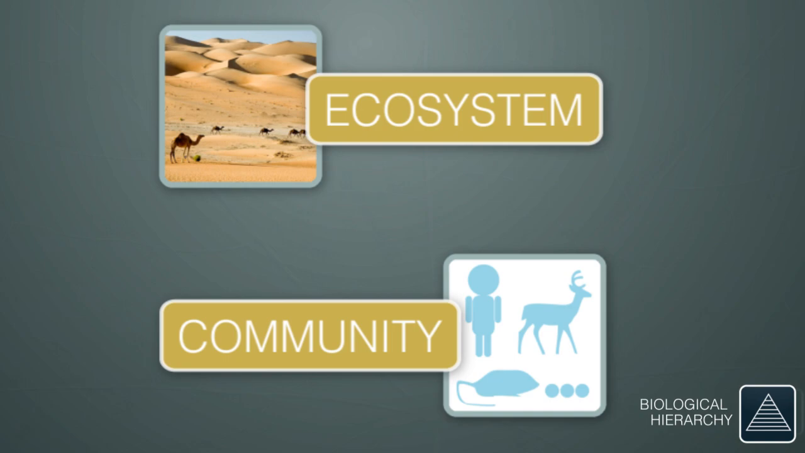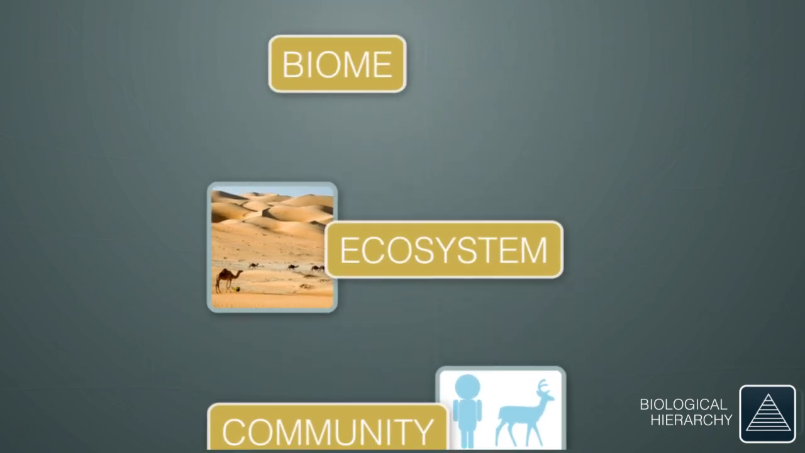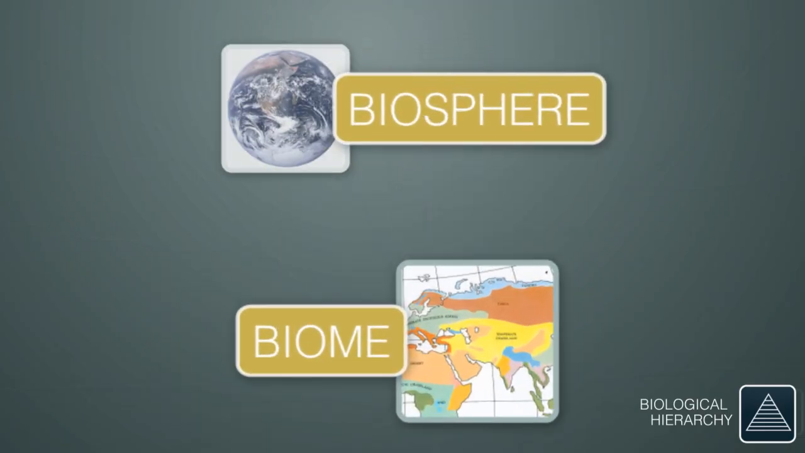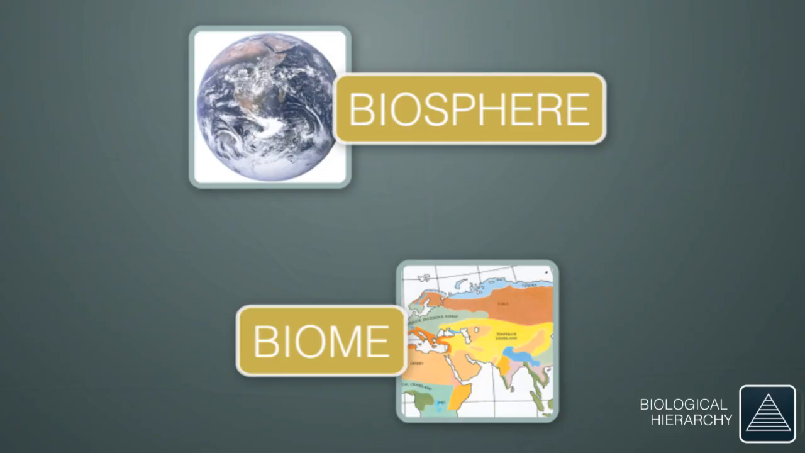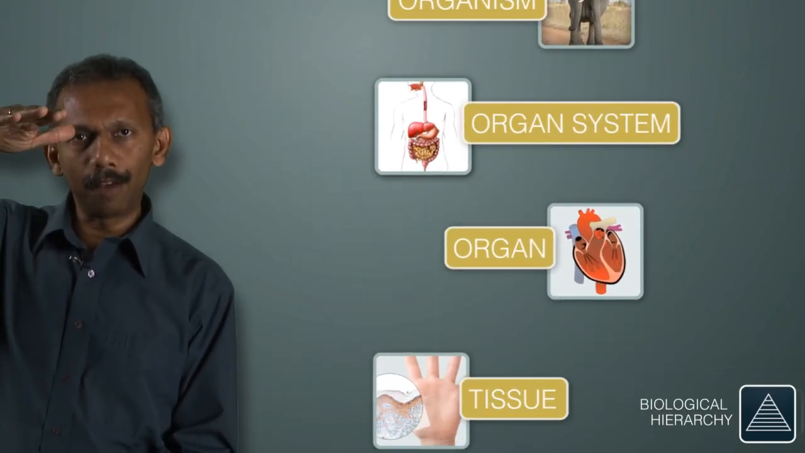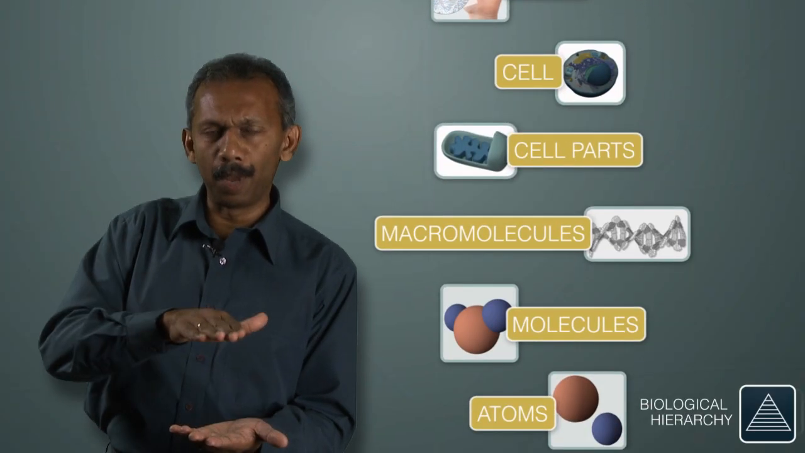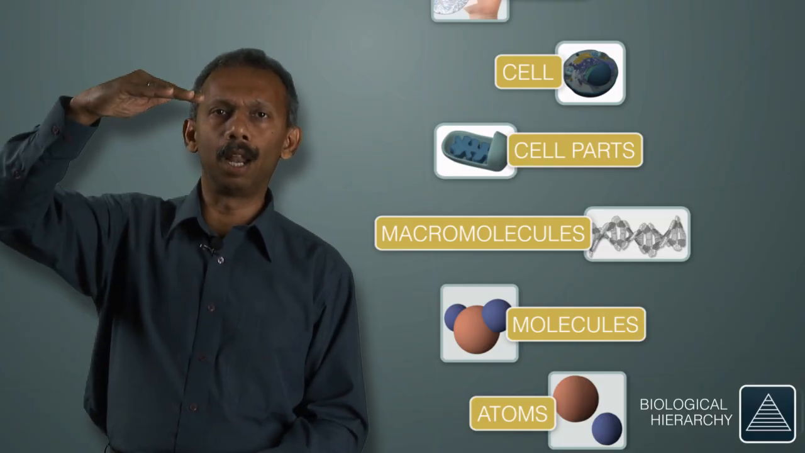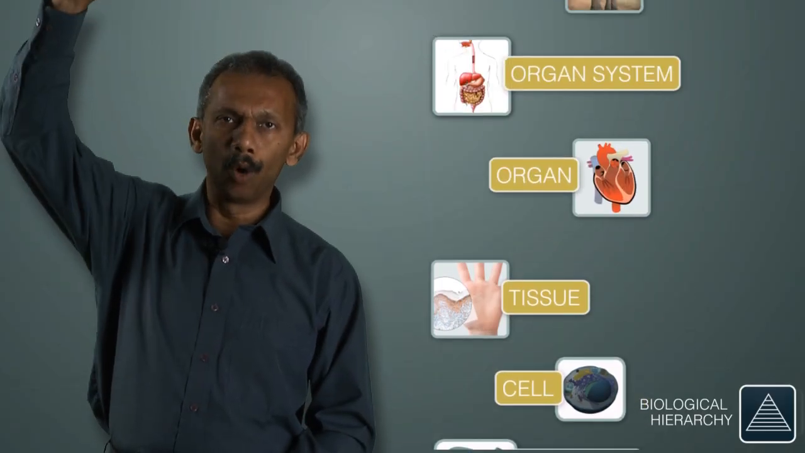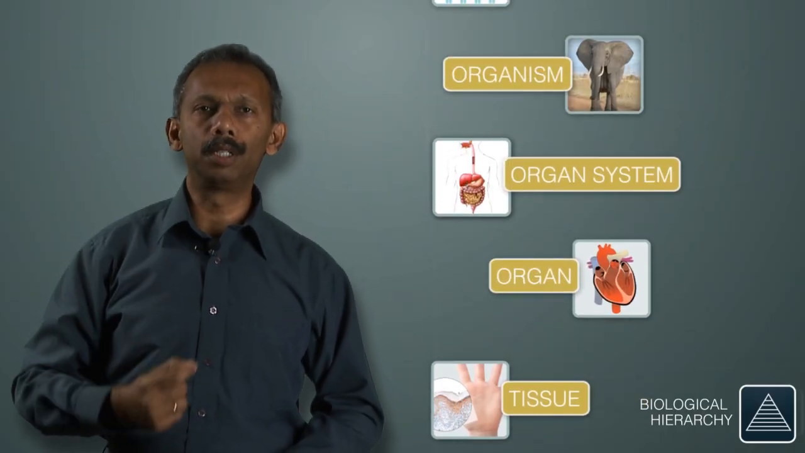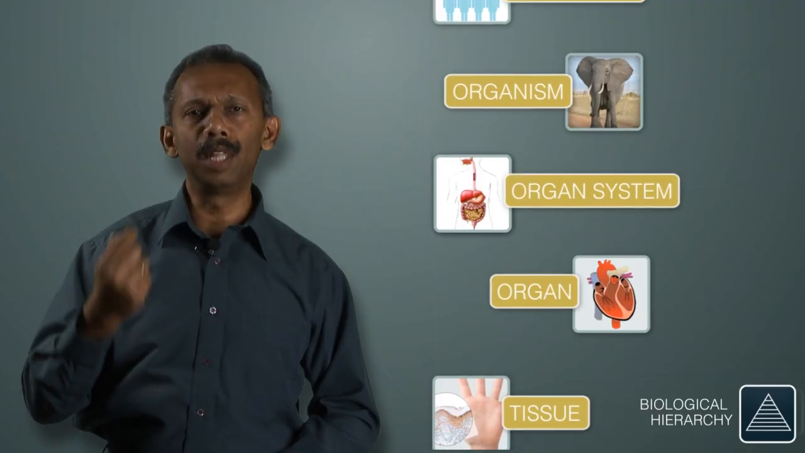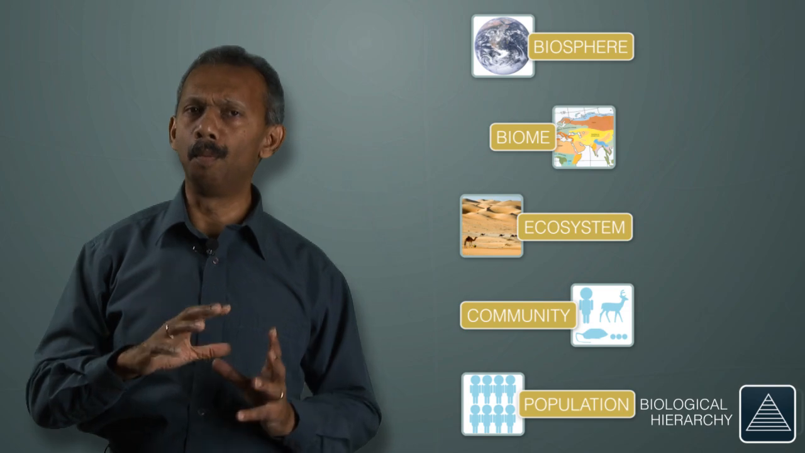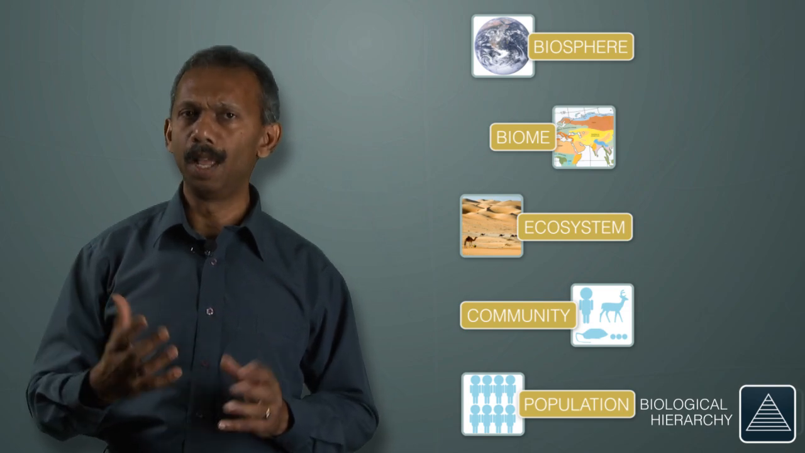And several ecosystems of different types combine together to make a biome, and biomes combine together to make the biosphere, which is the living part of the earth. So in the biological hierarchy of things, you start with atoms, which combine to make molecules, they combine to make macromolecules, parts of the cell, and then tissues, and then they go up to organ system, and organism, then they form population, community, ecosystem, biome, and biosphere.